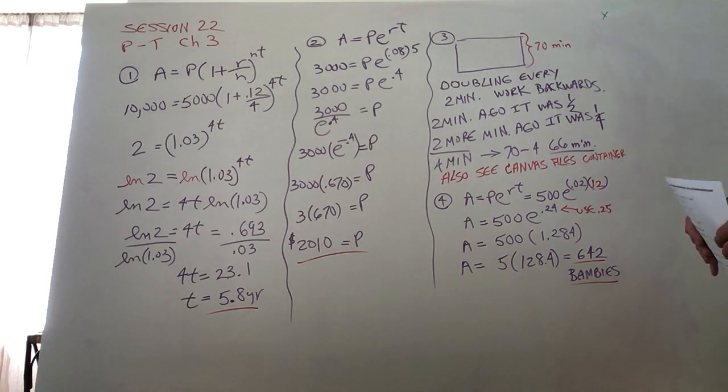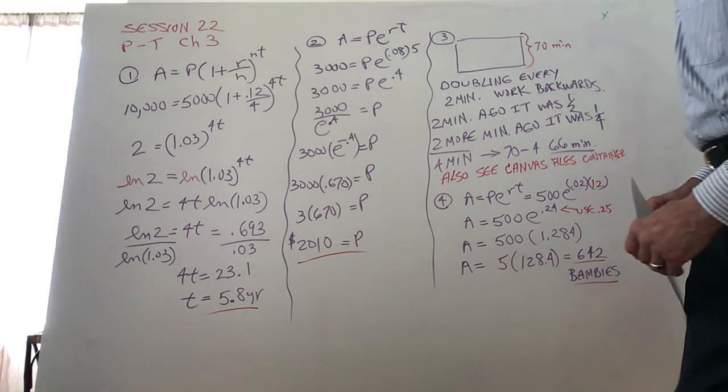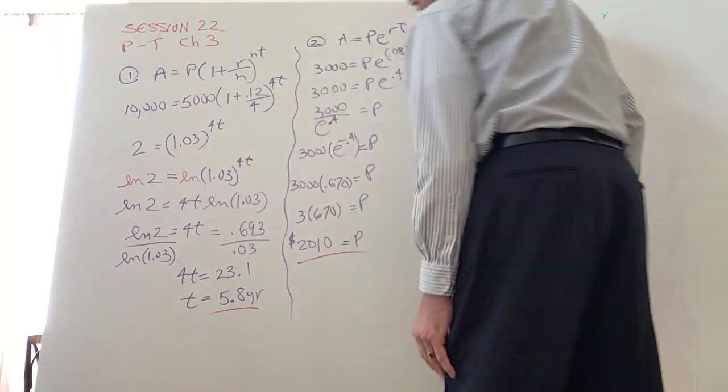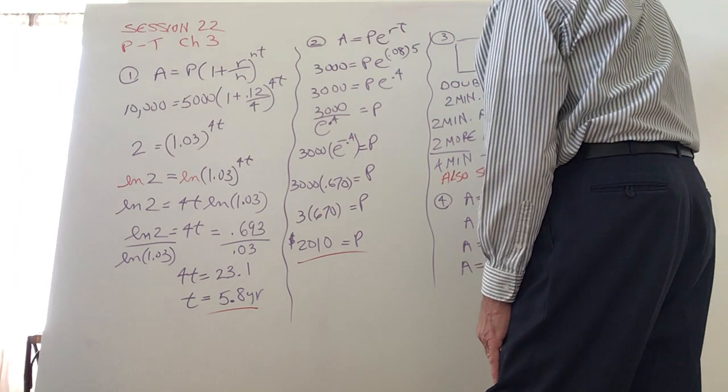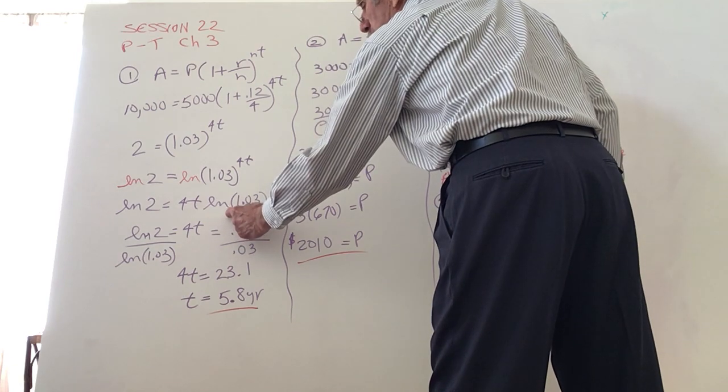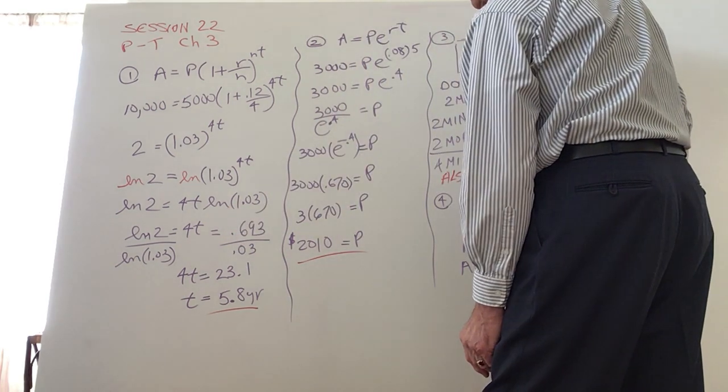Take the natural log of both sides. You could take the log of both sides, it doesn't make any difference. I've chosen the natural log. When you take the natural log of both sides, you remember the 4t will come forward. It's the exponent, so you'll be multiplying those two. To get the 4t alone, divide both sides by the natural log of 1.03.